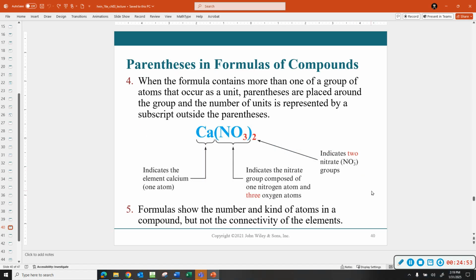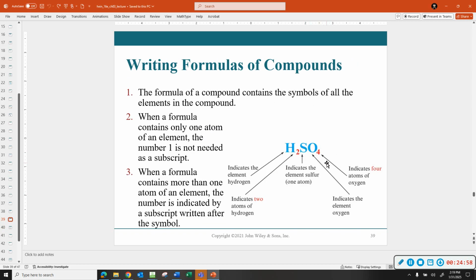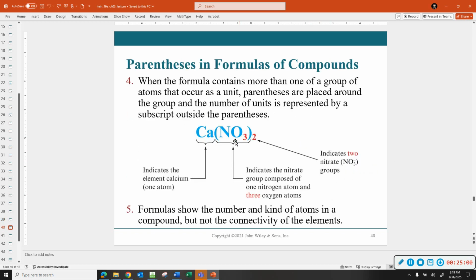So if we have something that has what's called a polyatomic ion, so sulfate, SO4, is a polyatomic ion. If we have a polyatomic ion and we actually need more than one, we put parentheses around the polyatomic ion and then put a subscript outside of those parentheses to indicate how many of those polyatomics I need to balance out the overall reaction, or the overall compound. I apologize.